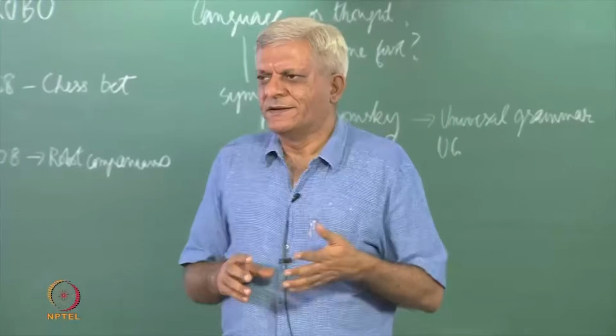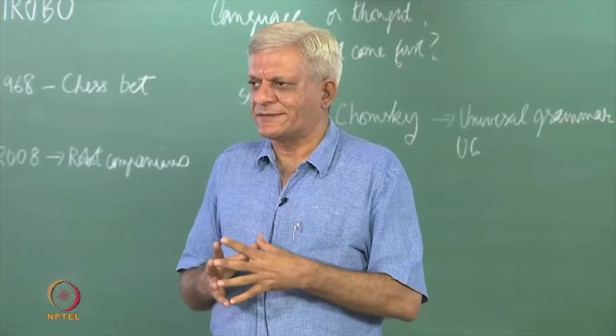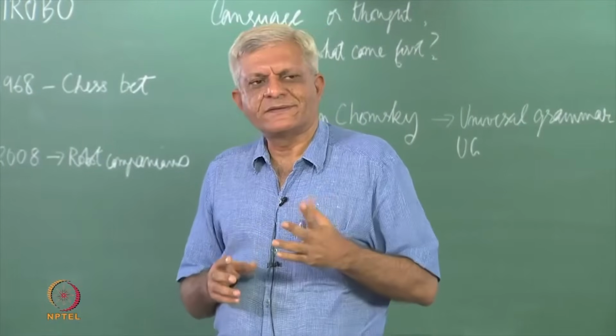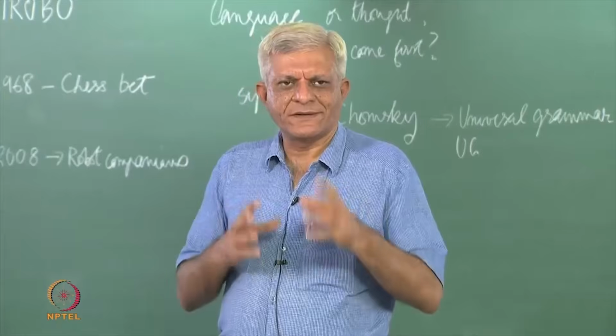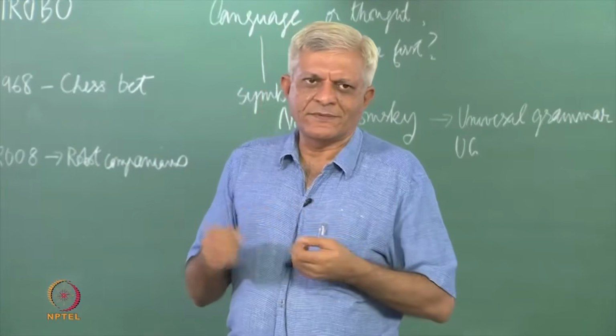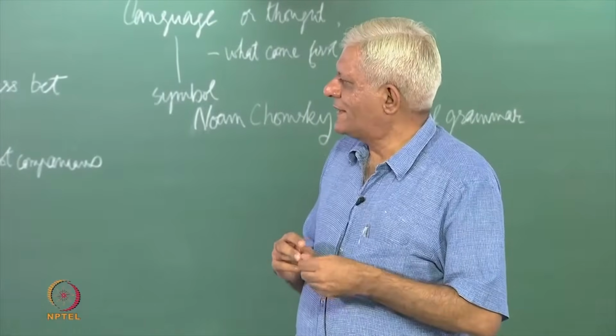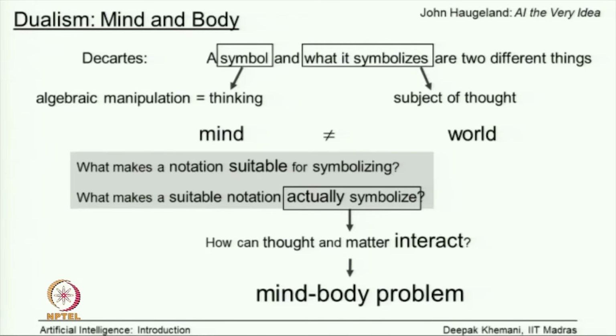So, the question is, what makes a notation suitable for symbolizing? Now, that is a question that we are addressing when we write algorithms, when we talk about knowledge representation. We are addressing how you represent the world, how you create a domain model, for example, so that you can compute upon it. That is the easier part, but the more difficult part is what makes a suitable notation actually symbolize.